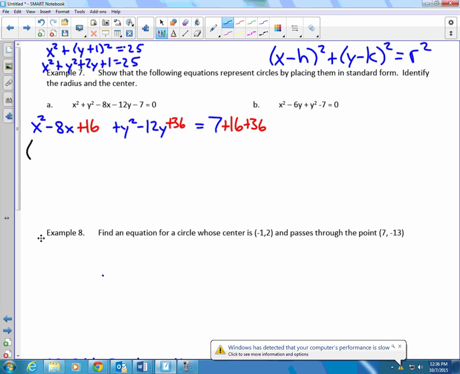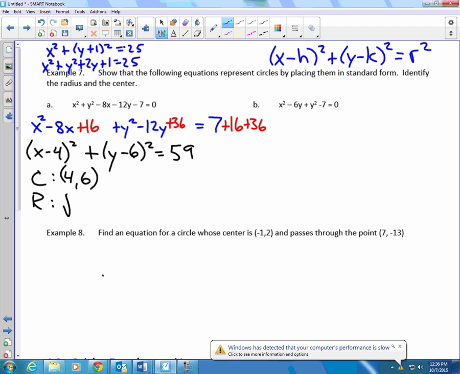This is x minus 4 times x minus 4, which is (x minus 4) quantity squared, plus (y minus 6) quantity squared equals 59. Positive 59 is what it equals. You're right that the radius is then the square root of 59. So the center will be what? 4, 6, and then the radius is the square root of 59, which we cannot simplify. It is a prime number.